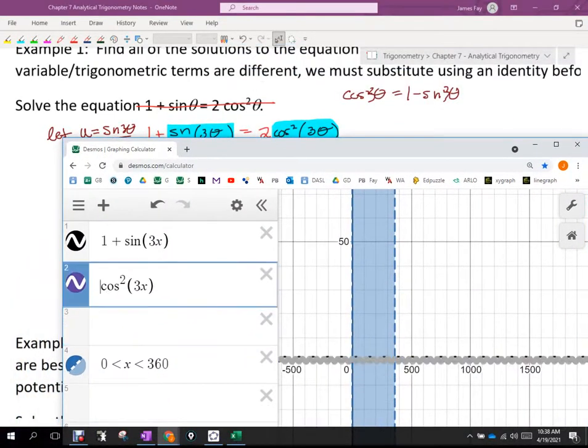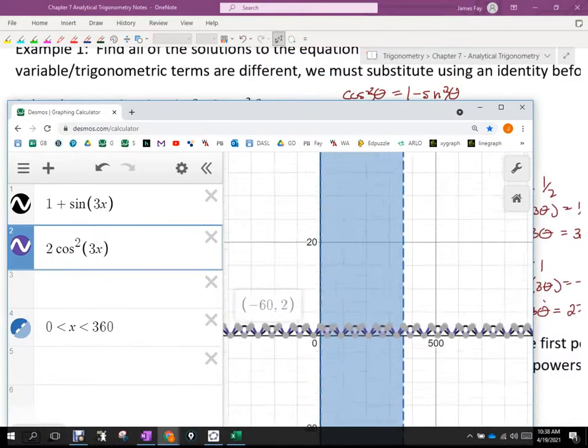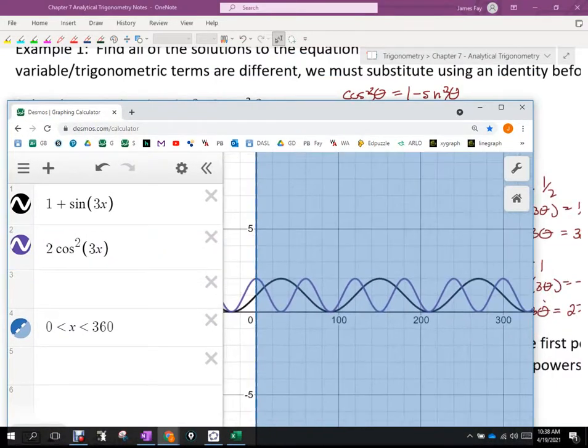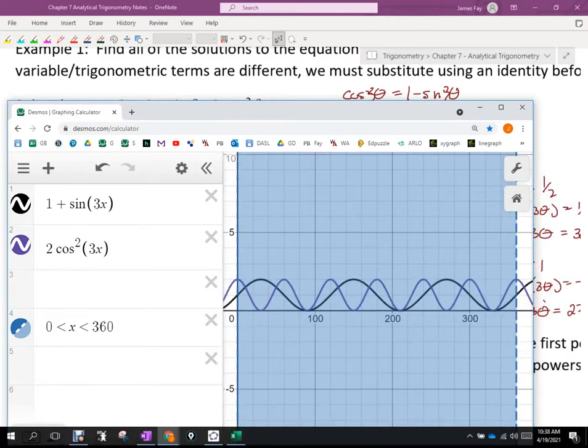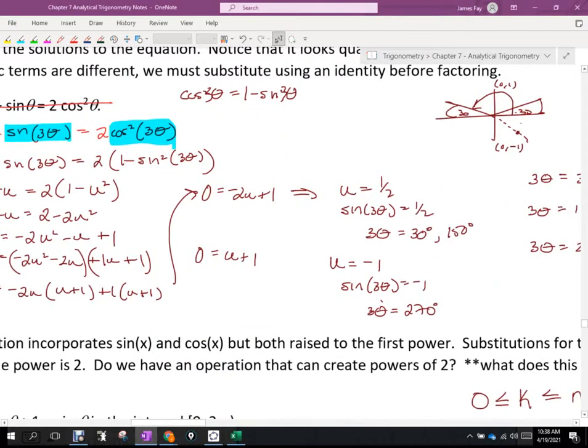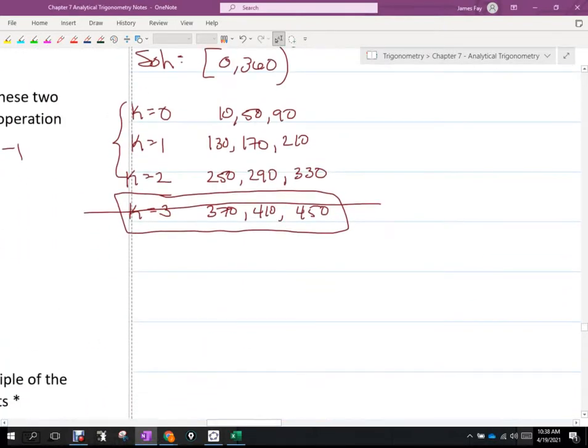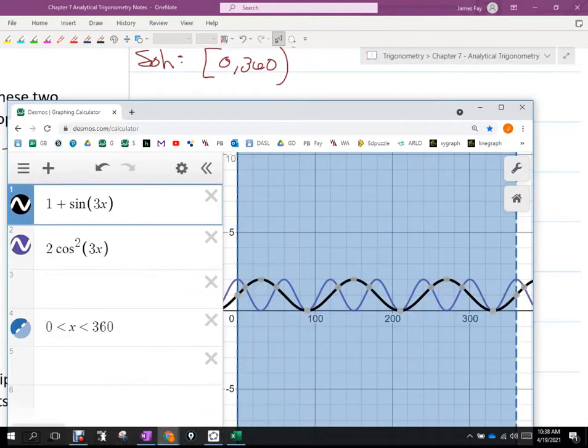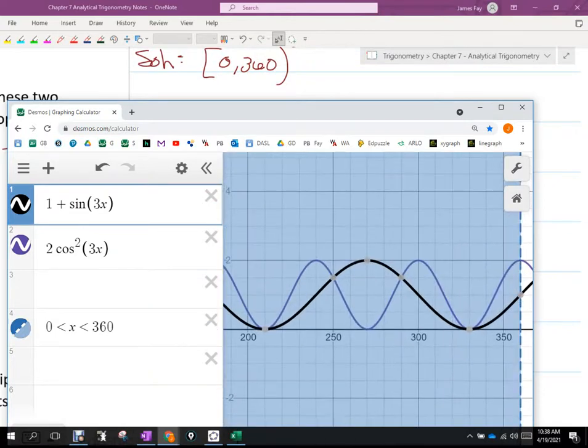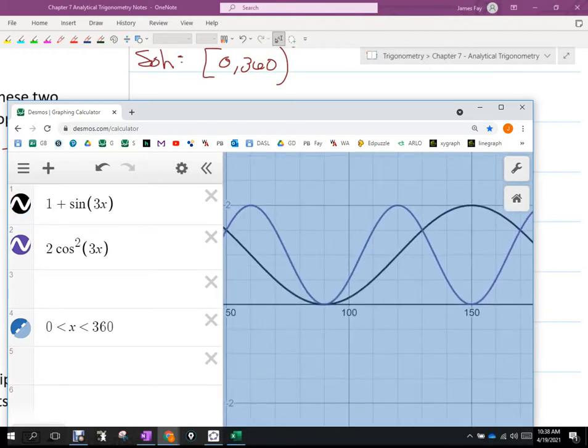Sorry, it's 2 cosine squared 3x. So we'd be looking between 0 and 360 at the x values in which those two curves cross. And if we click on this, 10 degrees, 50 degrees, 130, 170, 250, 290, and that is exactly the list that we came up with here, right? Okay, there's a 330 in there I didn't click on. 330, right there. I guess I missed these two, 210, 90.